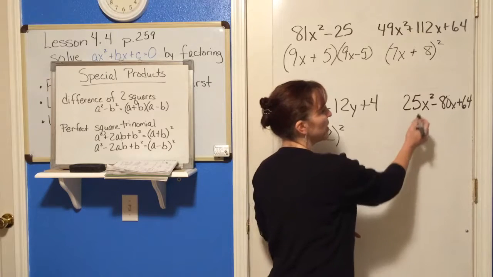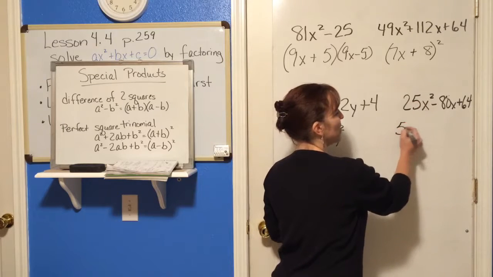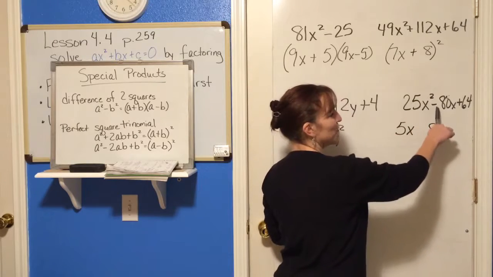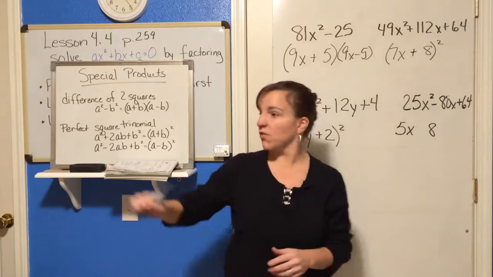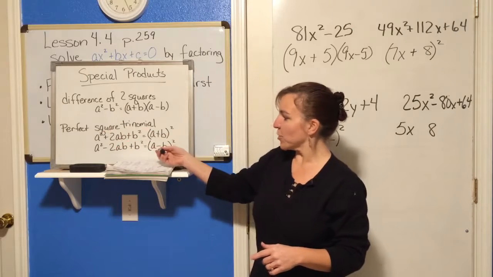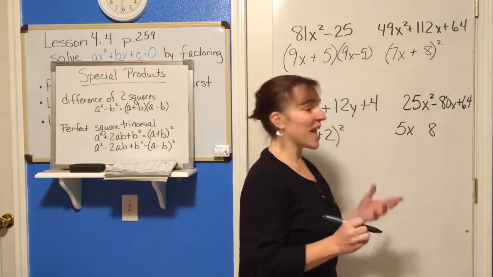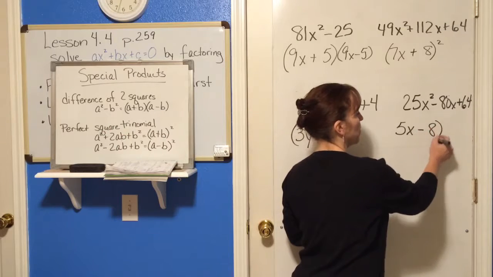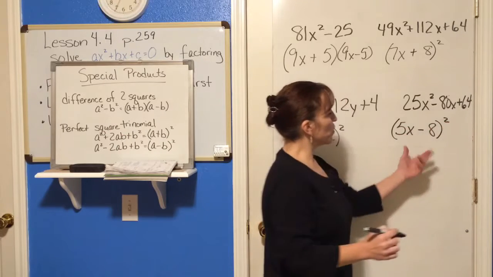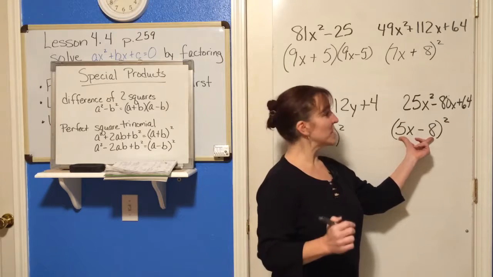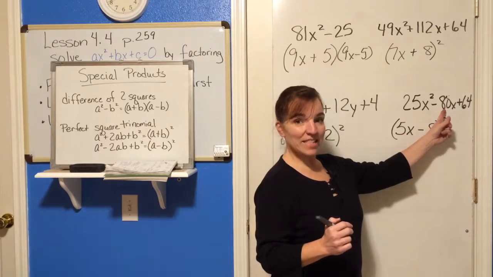Here we go with this one. Square root of 25 is 5, so 5x. Square root of 64 is 8. And because that middle term is negative, if you'll remember back, if the middle term is negative, then your binomial is going to be a minus b. So then when you check it, 5 times 8 is negative 40, and 2 of those is negative 80x.